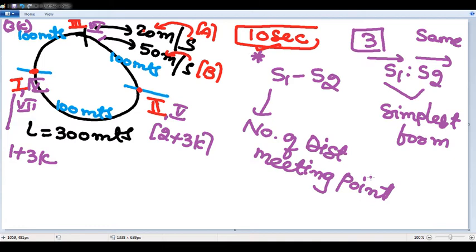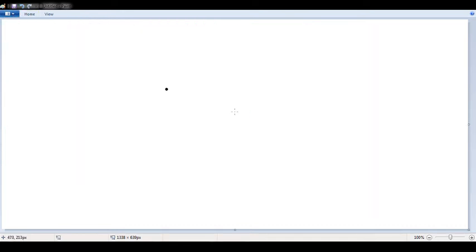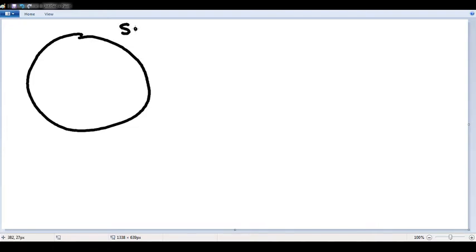Number of distinct meeting points, right? Now forget about these circular tracks. Take a clock, both are the same. Instead of A and B, the hour hand is there. What is the speed of the hour hand?